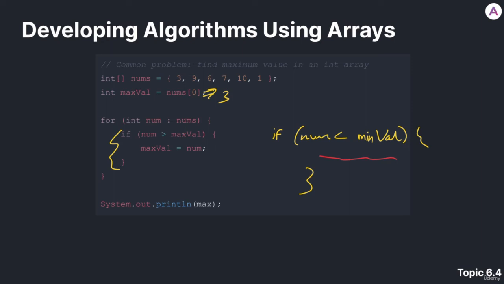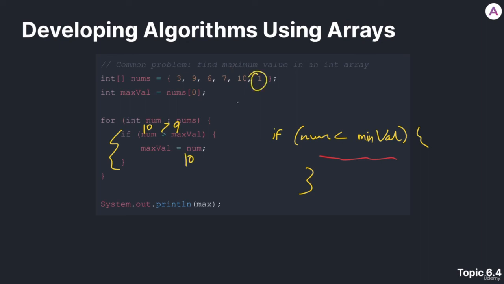So let's see how this runs through. Right now maxval equals 3, and as we run through each of the elements, we'd go 9. Okay, 9 is greater than 3, so now maxval equals 9, right? Then we go 6. No, 6 is not greater than 9. We'd go 7. 7 is not greater than 9. We'd go 10. 10 is greater than 9. So maxval would be assigned the value 10.